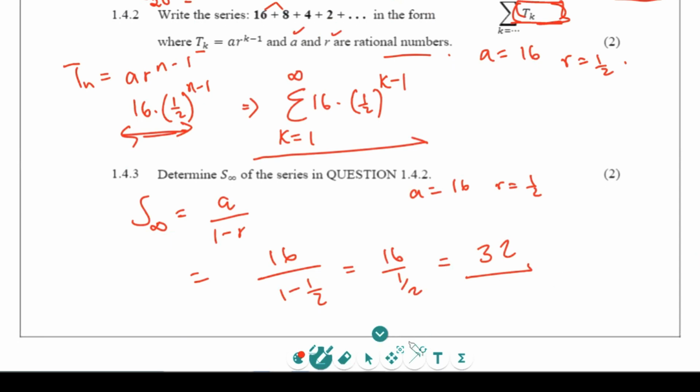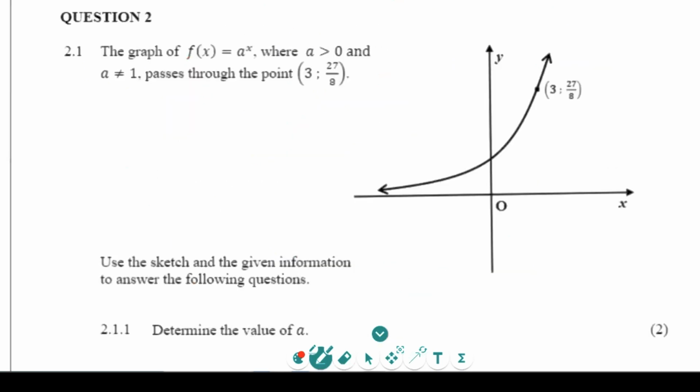Okay guys, that's question number 1. We have question number 2. Question number 2 is under functions. The graph of f of x is given as a to the x, where a is greater than 1, which means this is an increasing exponential graph, and a can never be 1. This graph passes through the point (3; 27 over 8). Then the graph is drawn for you, there it is.